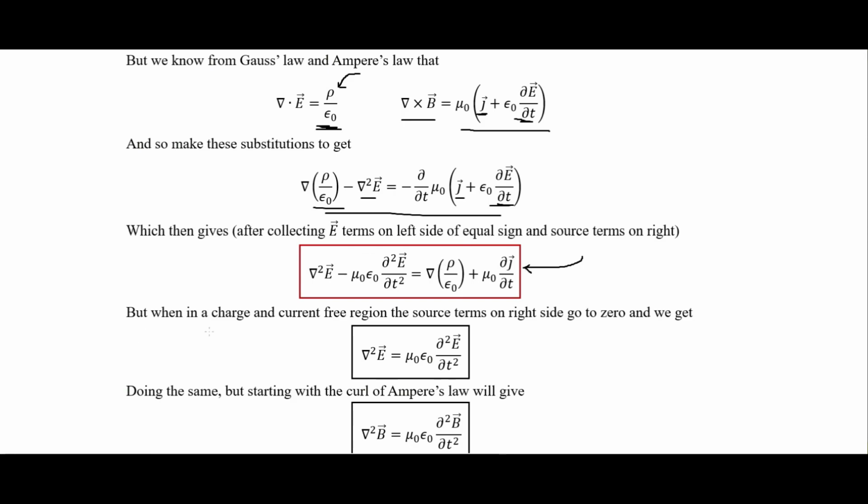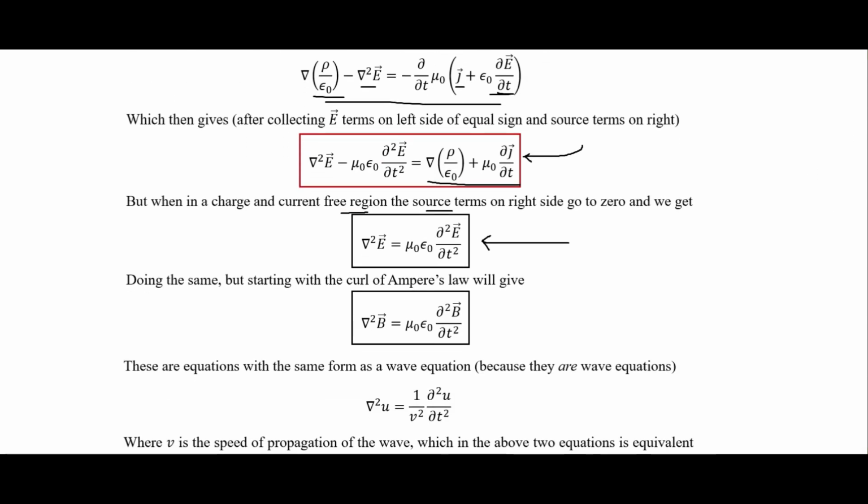But in a charge and current free region of space, these source terms on the right will just go to zero, and so we end up with this right here. We could do the same thing for the magnetic field if, instead of taking the curl of Faraday's law at the beginning, we did it with Ampere's law. We would get this. We see these are both pretty much the same equation, except that we have the electric and magnetic fields in here. And both of these are the form of the wave equation, which looks like this.